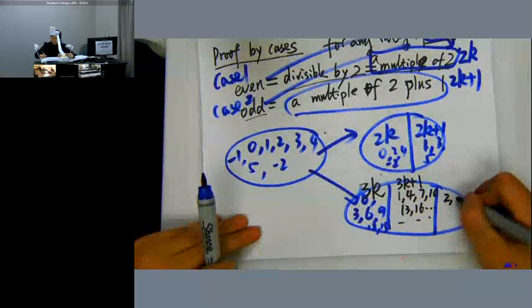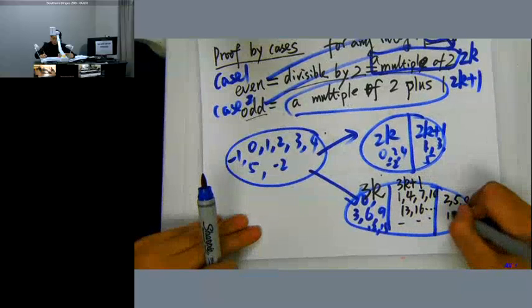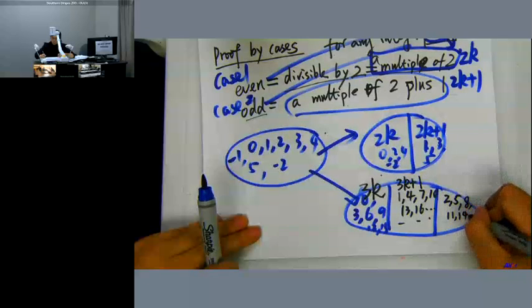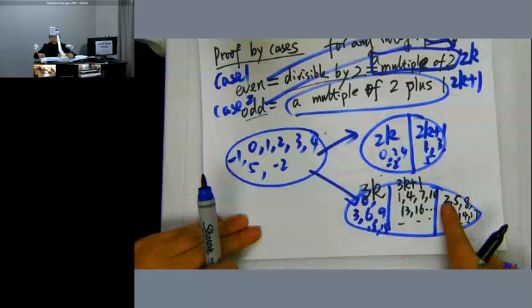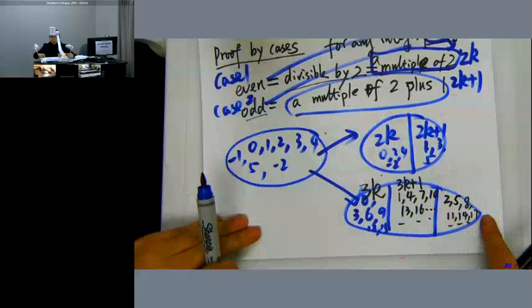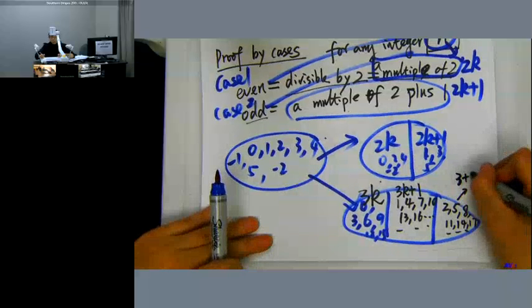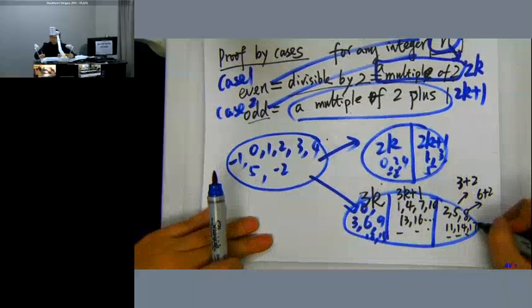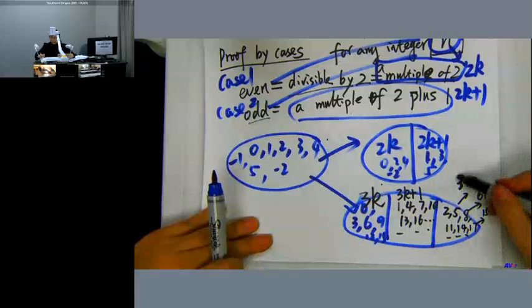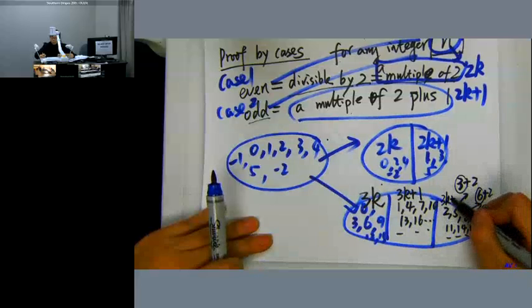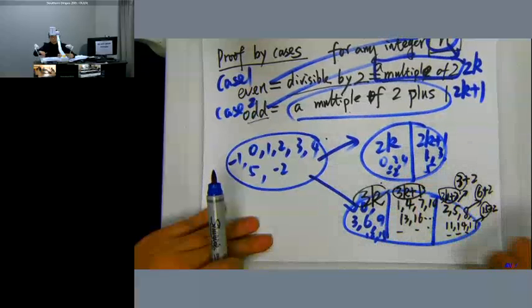But what about numbers like 2, 5, 8, 11, 14, and 17? Are they multiples of 3? No. Are they multiples of 3 plus 1? No. For example, 5 is 3 plus 2. What about 8? It's 6 plus 2. What about 17? It's 15 plus 2. Look, all of them are a multiple of 3 plus 2, right? So that's why we can use 3k plus 2 to represent all these numbers.